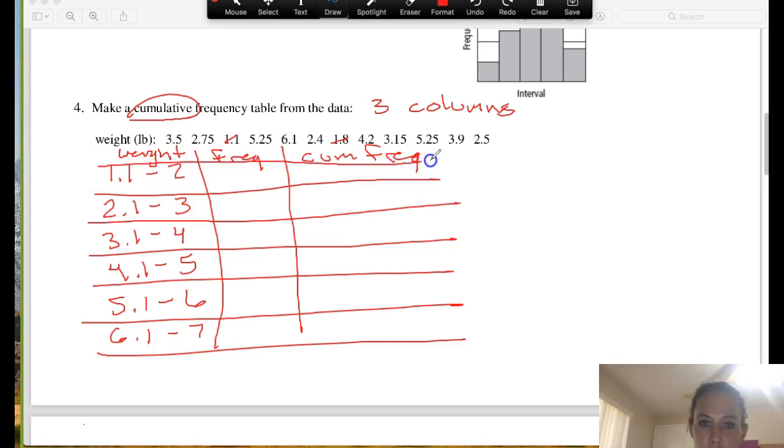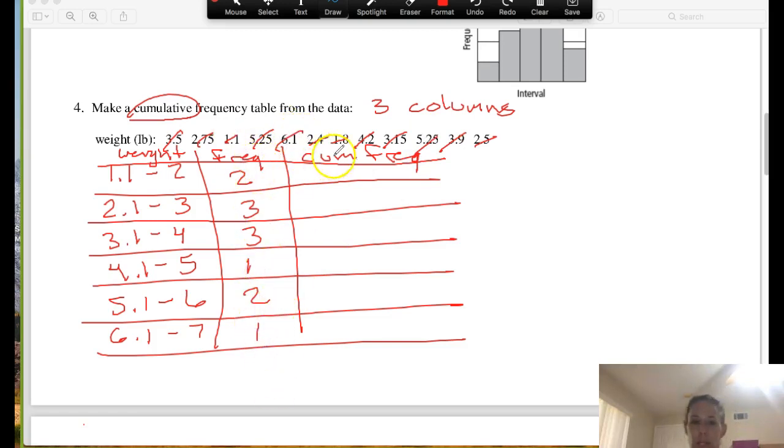This was my column titles. All right, from 1.1 to 2, we've got 2. 2.1 to 3, let's look at that. So we've got 1, 2, we've got 3 of those. 3.1 to 4, we've got 1, 2, 3 of those. 4.1 to 5, we've got 1 of those. 5.1 to 6, we've got 1, 2 of those. And then 6.1 to 7, we've got 1 point.